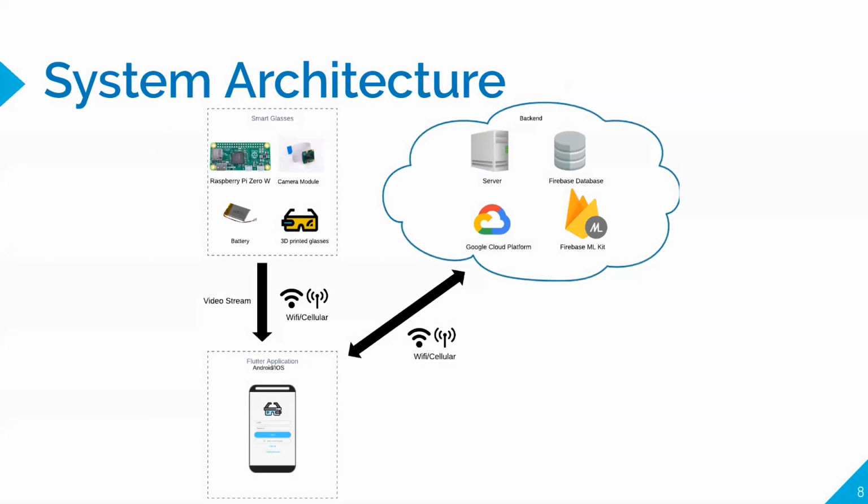For our system architecture, we have the smart glasses itself, consisting of the printed frame and the camera, communicating the stream to our mobile app, which in itself communicates with our backend and retrieves the results according to the features deployed.